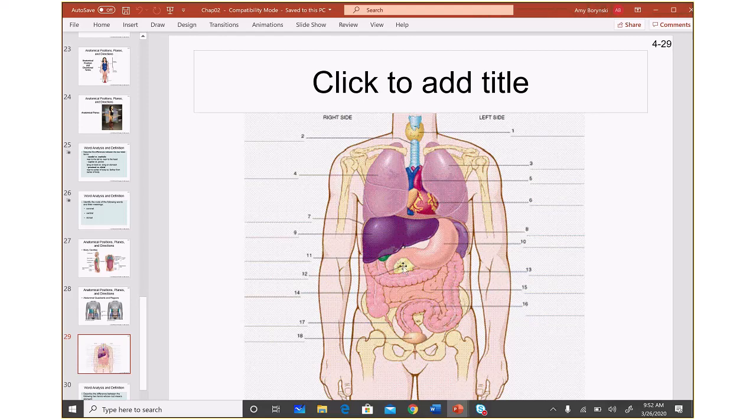And number 12 is the pancreas, this little yellow piece sticking out behind here. Can't forget about the pancreas. We're going to look at these organs in particular later. I just want you to have a general idea.